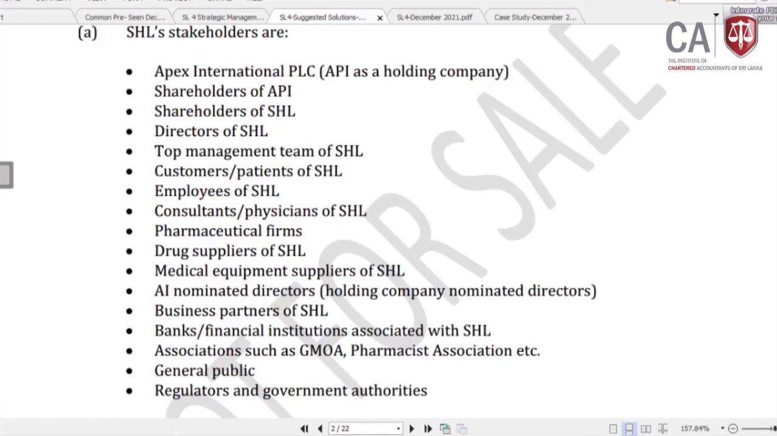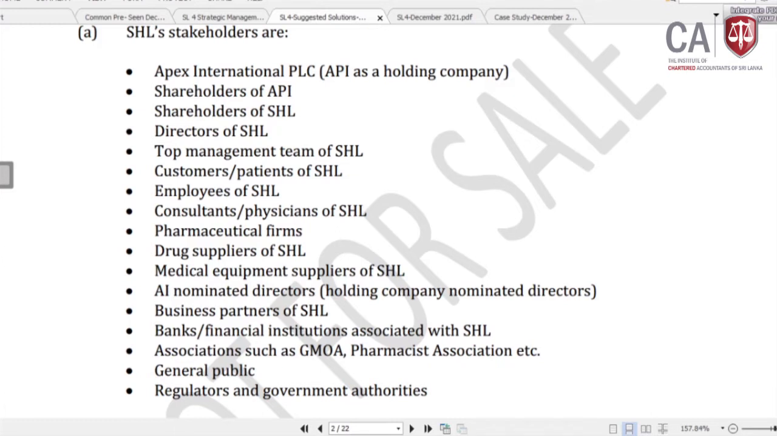AI nominated directors, business partners, is an additional one. Bank and financial institutions, yes, I think I can also identify that party. Associations such as GMOA, I identify that one. General public, regulators and government authorities, right. So, similar answer, but on the supplier side actually he has additionally identified 3 parties. Then I missed out one, that is bank and financial institutions.